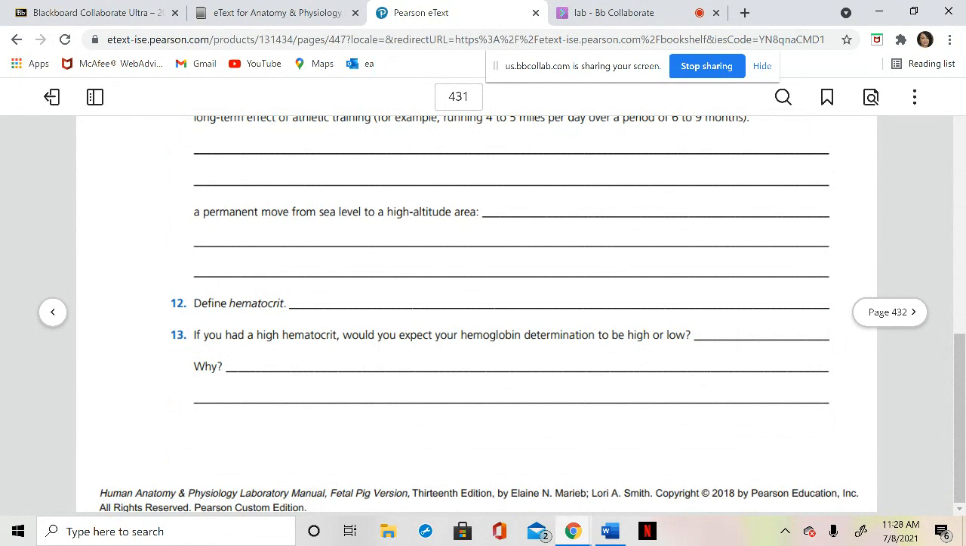Hematocrit, this means the packed cell volume, the percentage of total blood volume occupied by red blood cells.